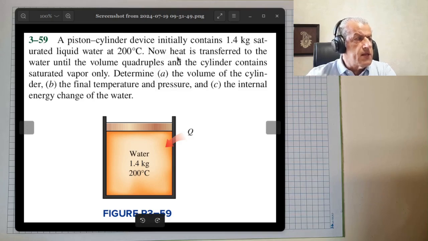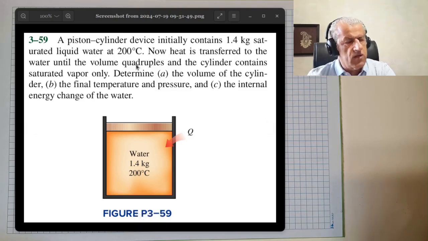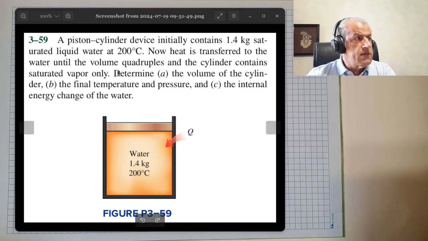At the final condition, we know that the volume has quadrupled, so we know the specific volume. We shall talk about it in detail later on, but that's what we know. The second point is that it is saturated vapor only. So we know two independent properties. One, saturated vapor, so X equals 1, and two, the specific volume. But look at the picture.